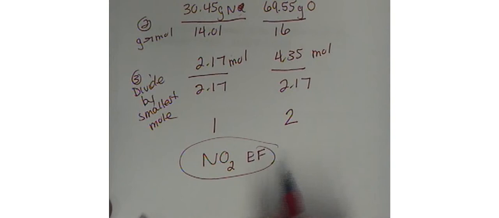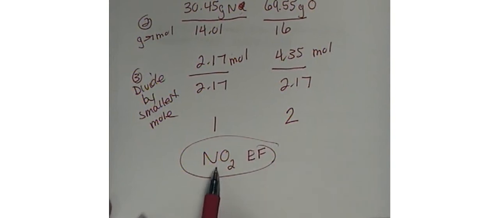Prefixes. So if you were going to name this, there's only 1 nitrogen. Remember, you do not use mono on the first one. This would be nitrogen dioxide. This is an empirical formula and more.